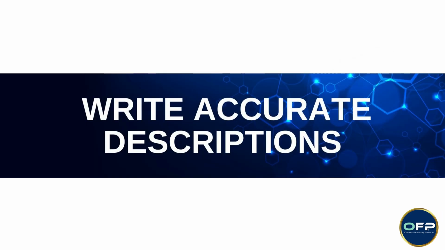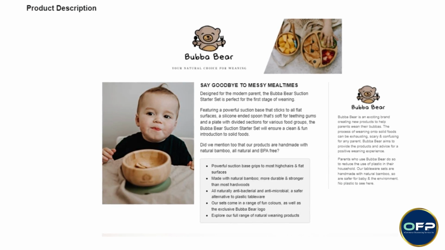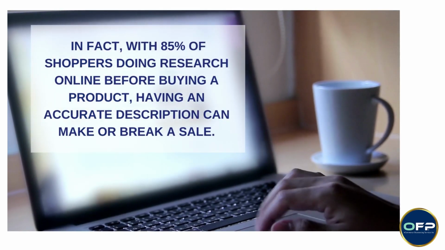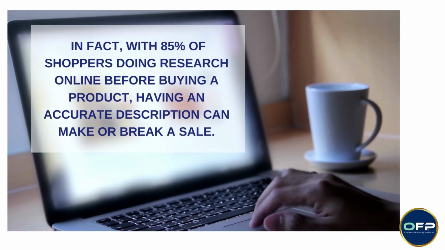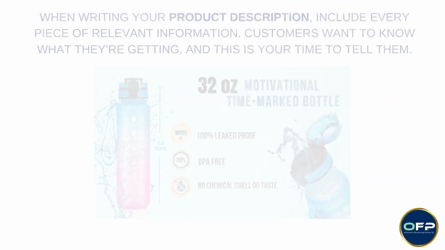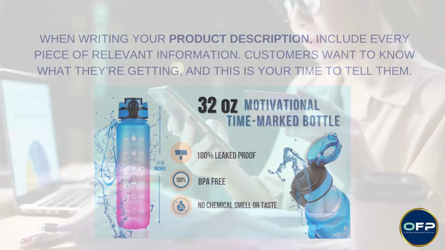A great product image can get customers on your listing, but a well-written description can help them decide it's time to buy your product. In fact, with 85% of shoppers doing research online before buying a product, having an accurate description can make or break a sale. When writing your product description, include every piece of relevant information. Customers want to know what they're getting, and this is your time to tell them.